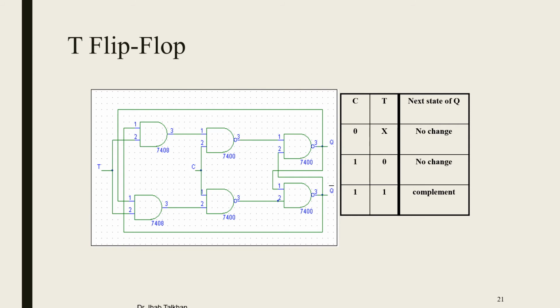As you can see here, when C equals 0, irrespective of the value of T, it does not change. But when C equals 1, when T equals 0, you get no change. When T equals 1, you get only the complement or toggling of the function. That's because I have removed the case J not equal to K, we have only J equal K, because it's a pure short circuit between J and K. So this is what we call the T flip-flop.